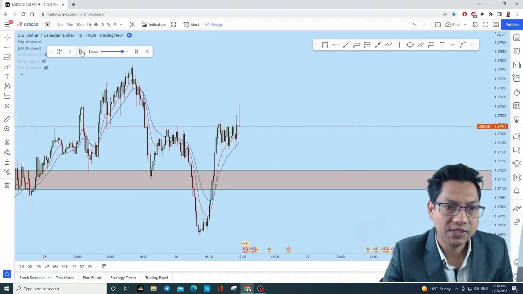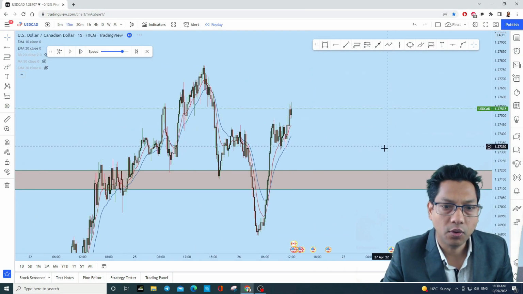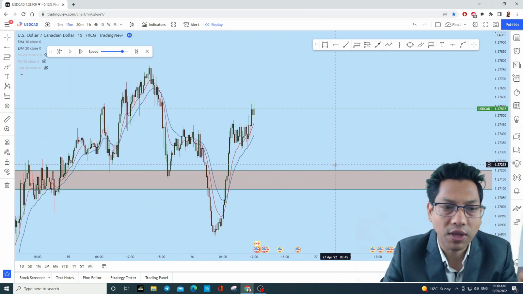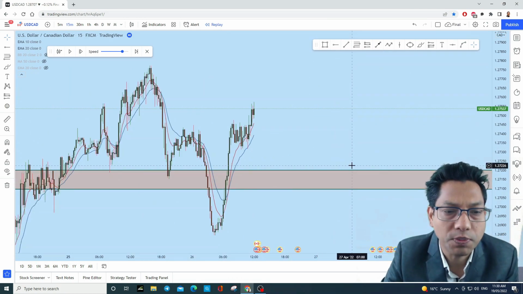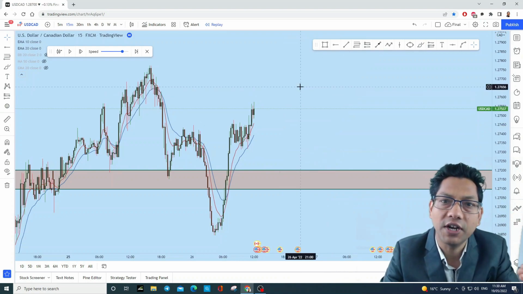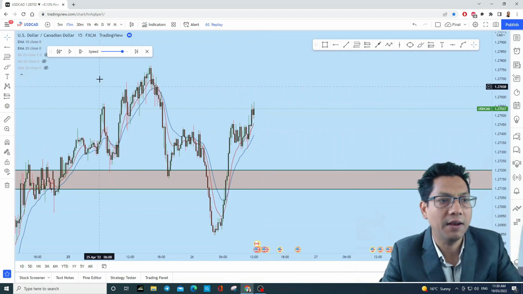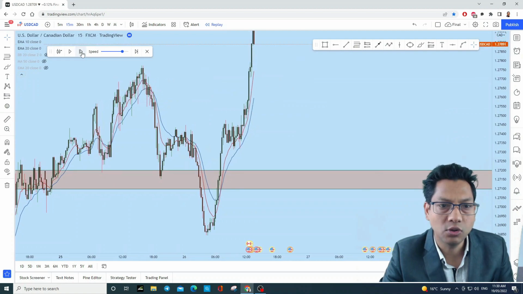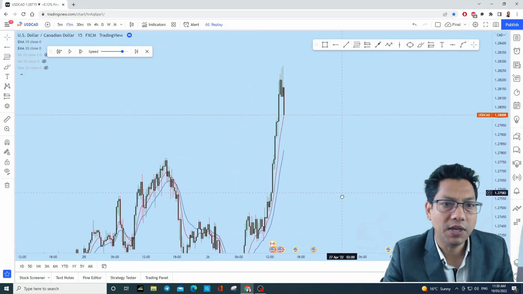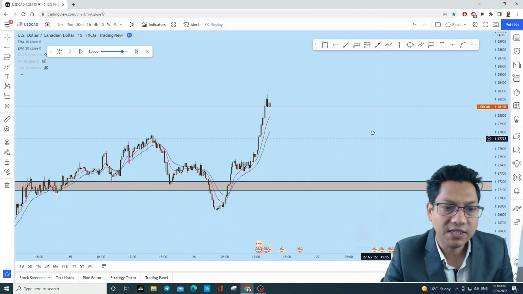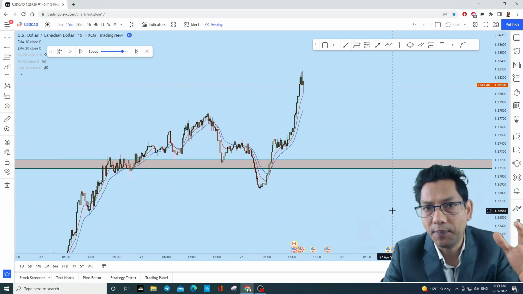Now you see the price again broke to the upside. Now this market is a strongly bullish market. Then every time you find a trading opportunity, buy and buy and buy. And let's see what happened next. You see the price aggressively pushed to the upside.